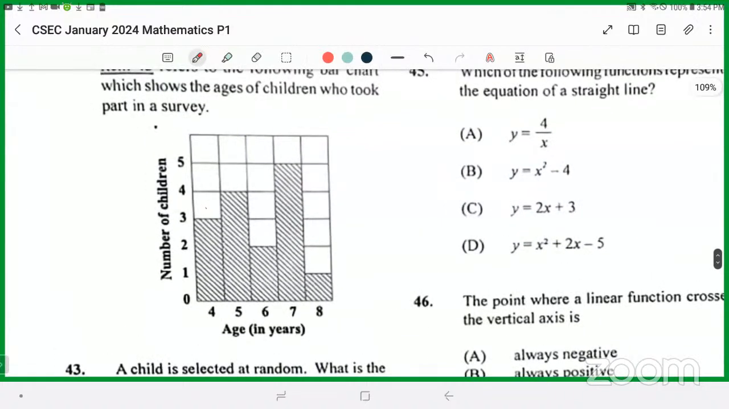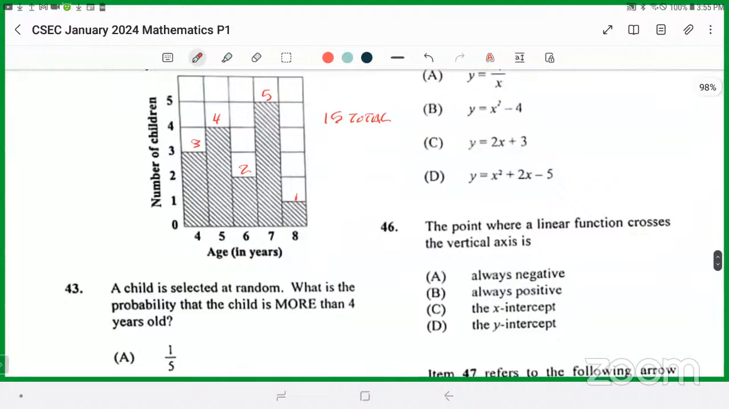So we have 3 here. We have 4 here. We have 2 here. We have 5 up here. And we have 1 down here. So let's add up now. This and that make 10, and then 2 here make 15. So the total is 15 children, 15 students. That's the total number of children, 15.